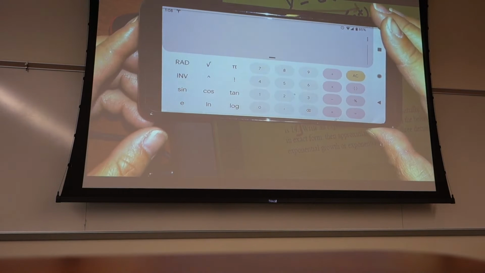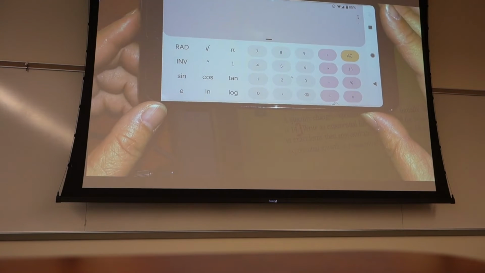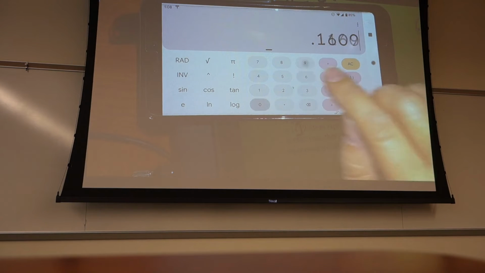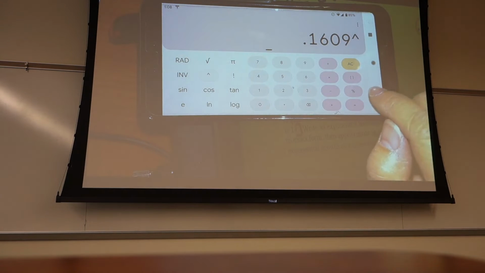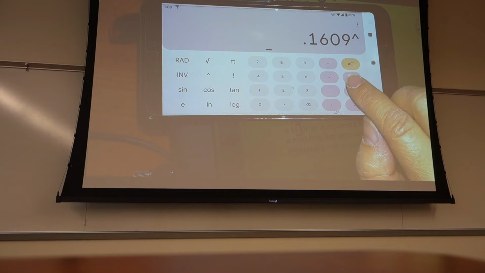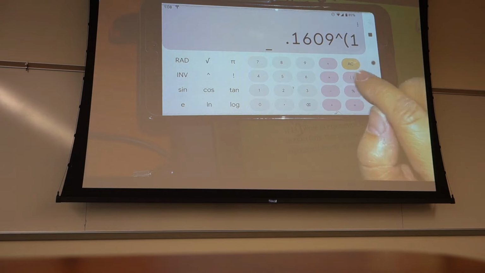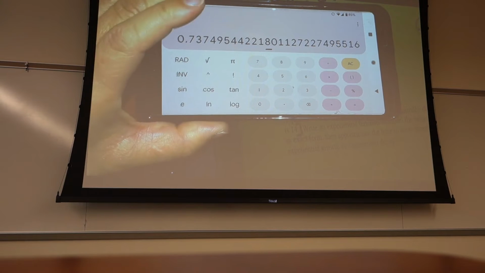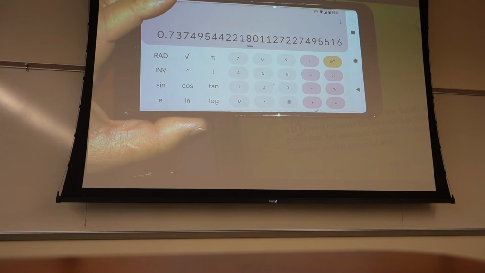I don't have that either. Oh, I do have this. Okay, so then here I would do 0.1609 raised to the parentheses, 1 divided by 6, like that. I'm trying to practice with this thing, because I screwed up last test. Good? So we have our answer.